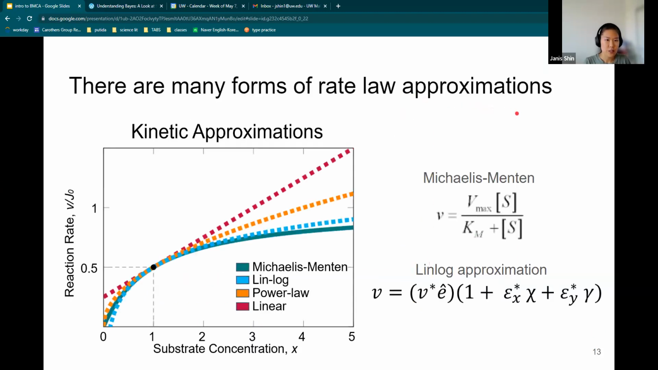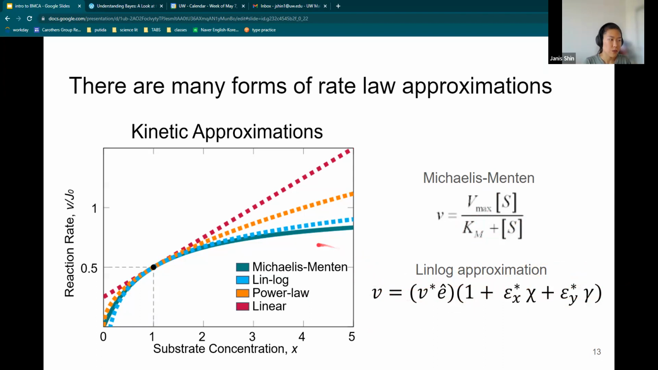So going back to rate laws, there are many types of rate law approximations. I'm sure everyone's familiar with Michaelis-Menten because it's used a lot in enzyme kinetics. And one thing to note is that in this Michaelis-Menten rate law, there are a bunch of parameters like Vmax and Km that are really hard to measure, and they're harder to measure in vivo. However, instead of using the Michaelis-Menten rate law, we can use a LinLog approximation. So this is a scalar form of a LinLog approximation, and it has lots of variables. I'll go through them in the next slide.